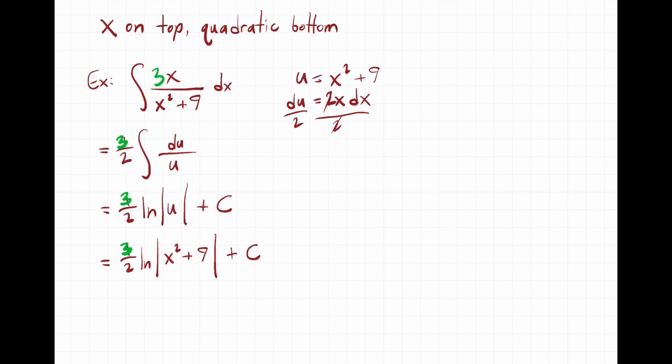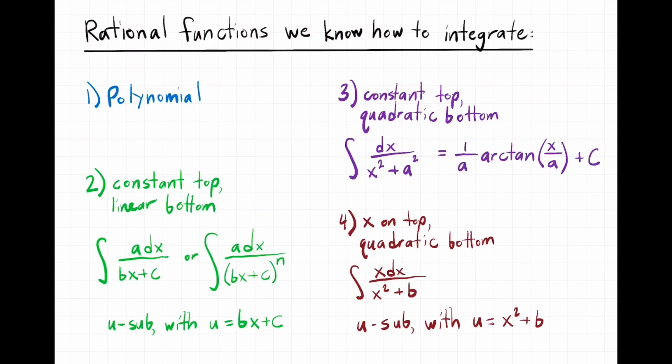So let's add this to our list of cases that we know how to solve. We know how to integrate rational functions that are polynomials, or that are ratios that have a constant on the top and a linear bottom, maybe a linear bottom to some power. We also know how to deal with a constant on top and a quadratic bottom, specifically if you have a sum of squares on the bottom, so that there's no linear term, there's no x term. But again, there is a technique for handling that. We're not going to discuss it in this class. And we also know how to handle a case where there is an x on top and a quadratic bottom.